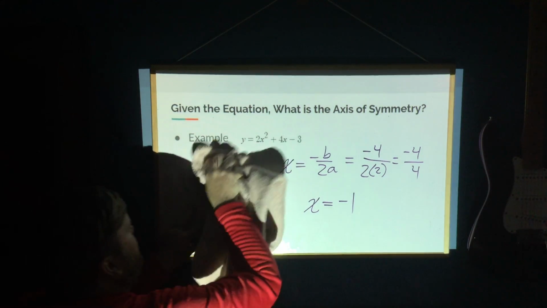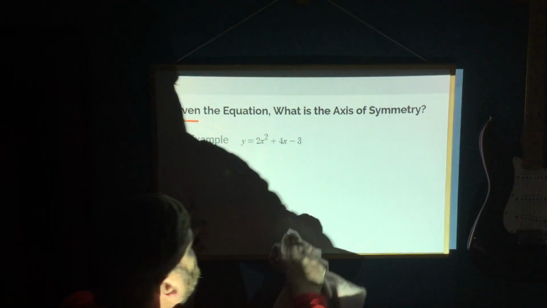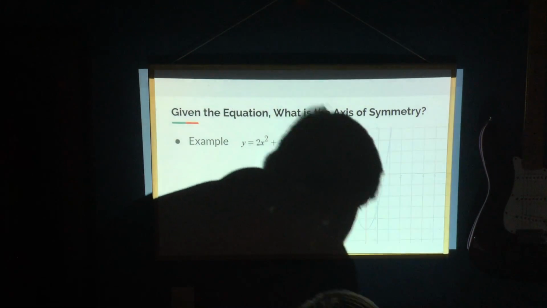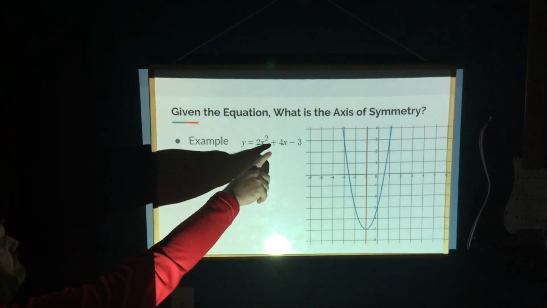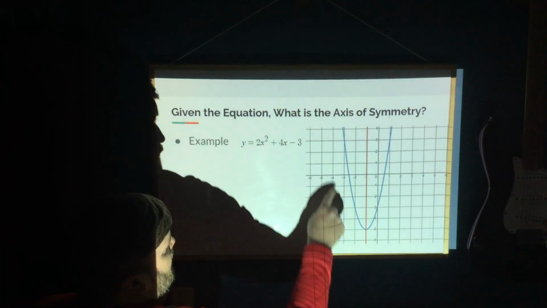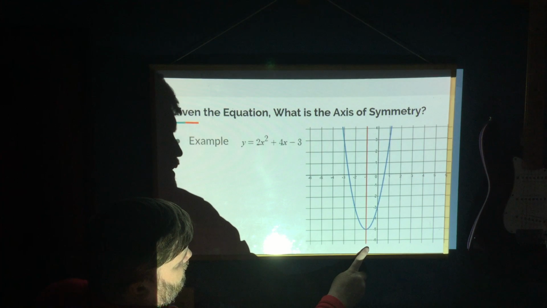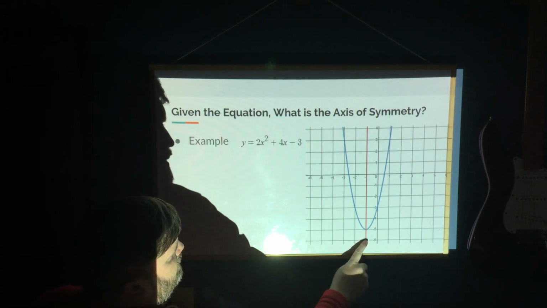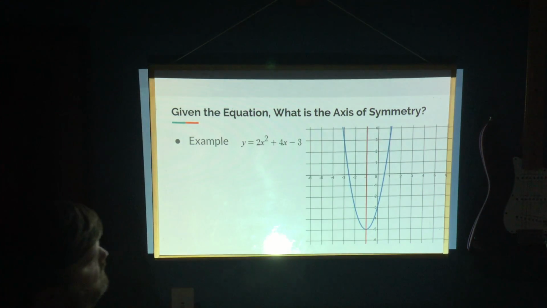I have it graphed on the next slide so you can see that I'm not lying to you. So that's the same equation. This is what the actual graph looks like. Hopefully you can see the red line there, and it's going right through x equals negative 1.